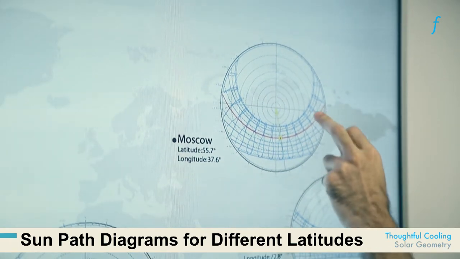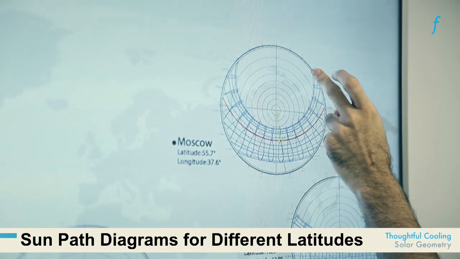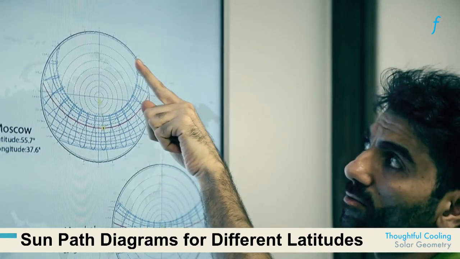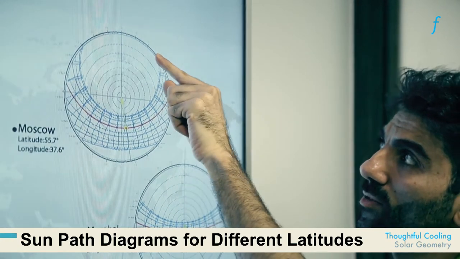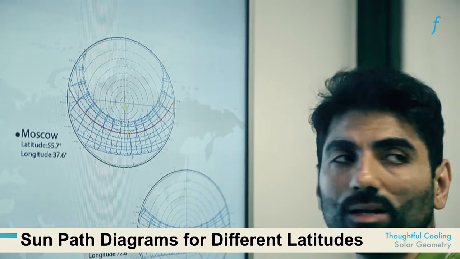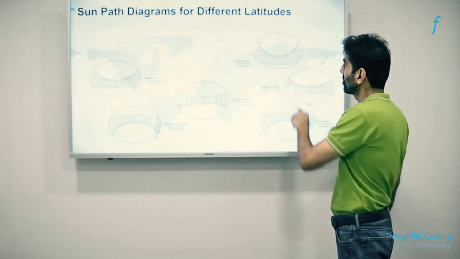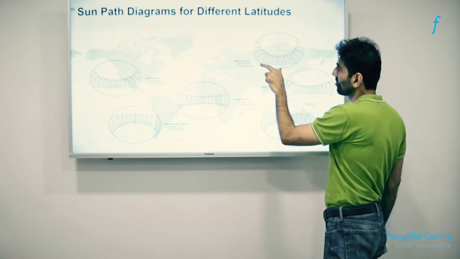Here you can see the sun will rise very, very early in the day, and it will rise to a great extent in the northeast, in the early angles of the northeast, and set in the late angles of northwest, right? Whereas in winter, it'll rise very late and set very early.